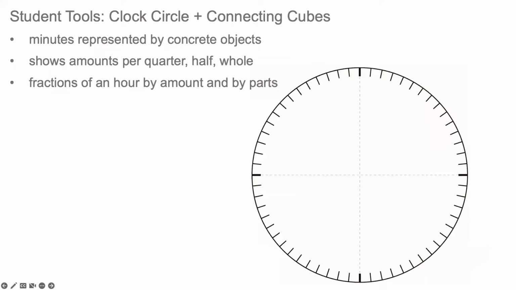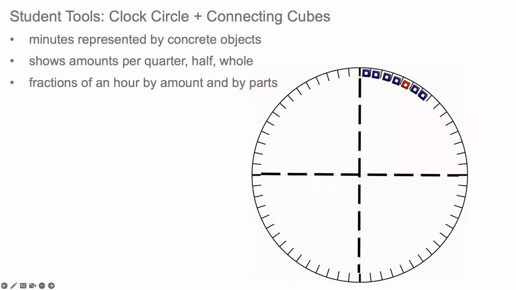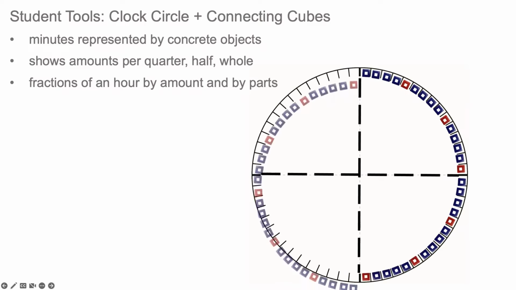The clock circle student tool shows equal parts of a whole circle using our everyday time-telling language that connects to those parts: quarter and half, as in quarter to, half past, half hour, and quarter after. The clock circle has applications to time, of course. The connecting cubes are a great concrete representation of minutes and relating those amounts to a quarter of an hour, a half hour, and even a whole hour.